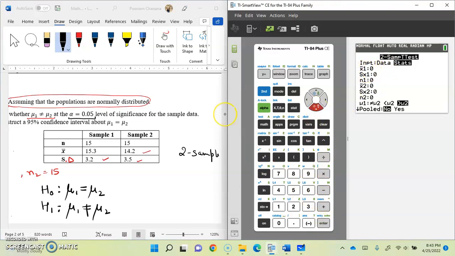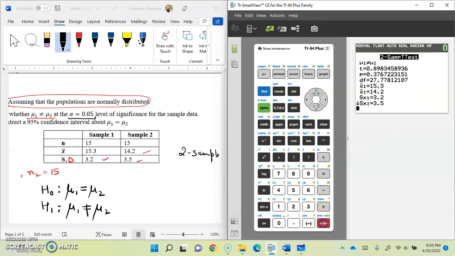X1 bar means the sample mean for the first data set, and this is the standard deviation for the first sample. N1 is 15. X2 bar is the sample mean for the second sample. Standard deviation for the second sample is this, and N2 is 15. What are we testing? We are testing not equal to, less than, or more than. So not equal to, that is what we are testing here in our alternate hypothesis. Leave it at not pooled, we don't have pooled data.